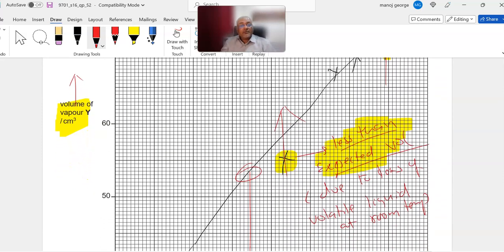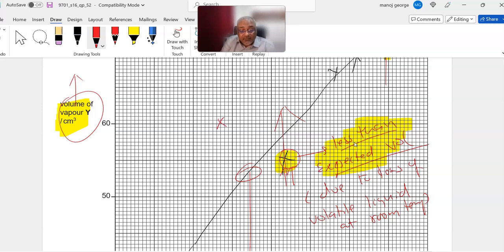Now, it is very important for you to pick up this particular skill. If this is your line of best fit, imagine this is a point which is not falling on your line of best fit. I'm talking about this point here. These are called anomalous points. One of the easiest things to understand is that on the y-axis, we have the volume of the vapor. As you notice, this point is below the line of best fit, which means you expected this point to go a little higher, isn't it? That means you have less than expected volume of the gas.